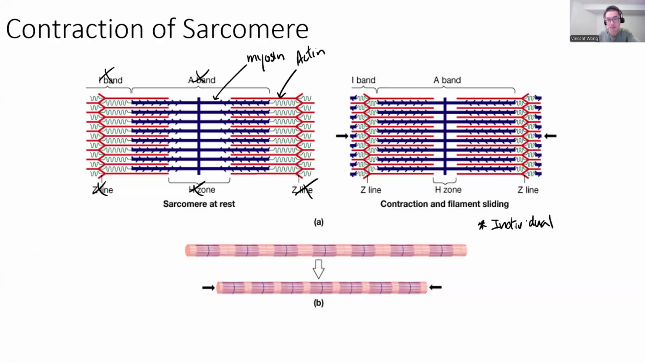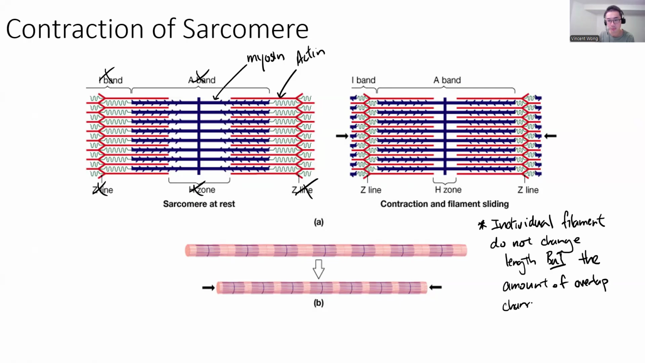So an important point to remember is individual filaments do not change length. The actin themselves don't get longer or shorter. The myosin don't get shorter or longer. But the amount of overlap changes to create contraction.